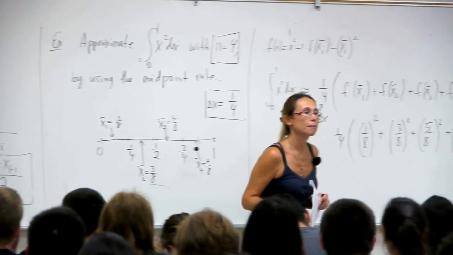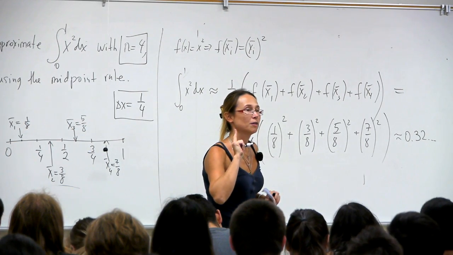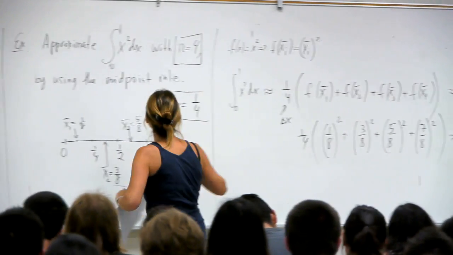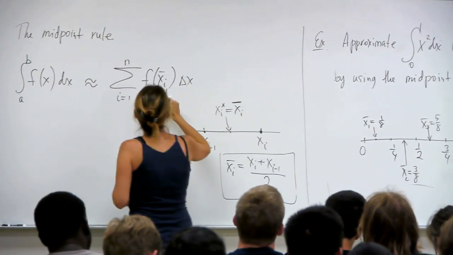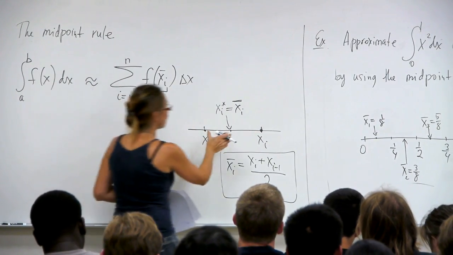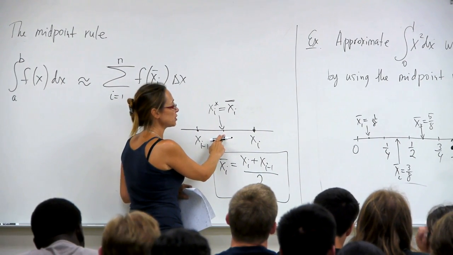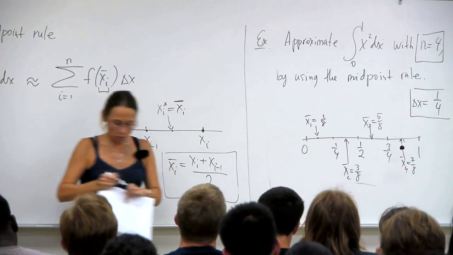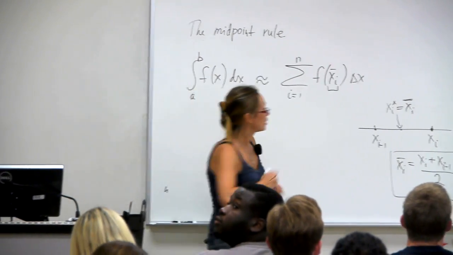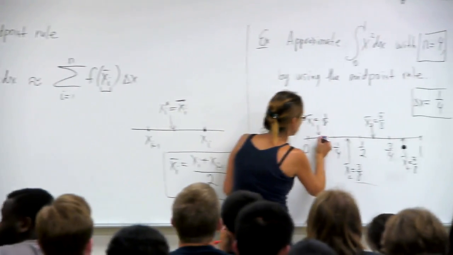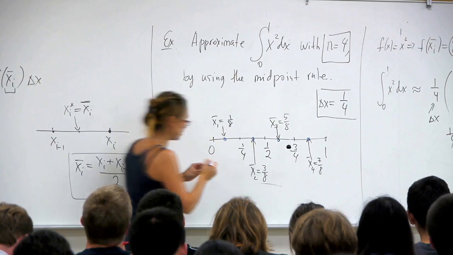Question: what about 1/8, 3/8, and 5/8? Where did they come from? Yeah. So these values are the sampling points. For each interval, I have to take the middle point and evaluate my function at that point. So if I use a different color, inside each interval, I calculated the middle of that interval.